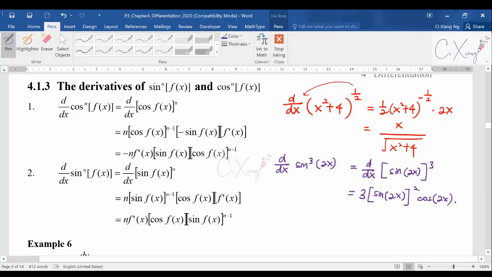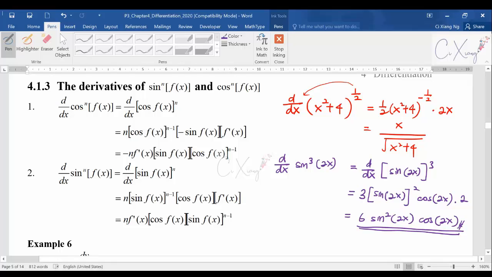And after that, you need to differentiate the angle inside. So differentiate 2x, you get a 2. And then you try to simplify it. 3 times 2 is 6. Therefore, you're having 6 sine square 2x multiplied with cos 2x. Okay, so this is how we actually do it.